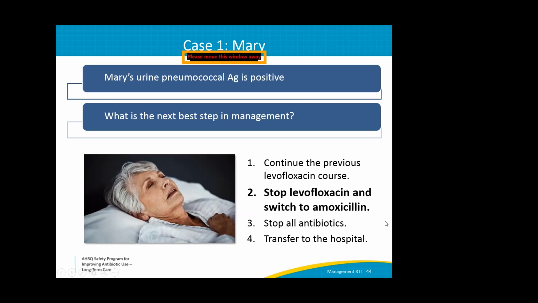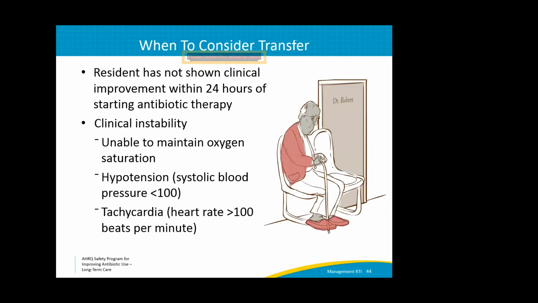We don't want to stop all antibiotics because we're treating her for pneumonia. And at this point, she's quite stable, so there's no reason yet to transfer her to the hospital. So we might want to consider transferring a resident with pneumonia to the hospital if they're not showing any clinical improvement within 24 hours of starting antibiotic therapy.